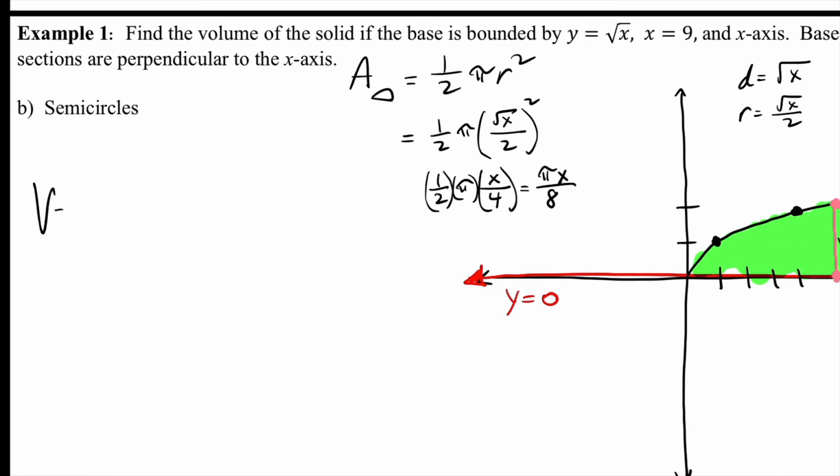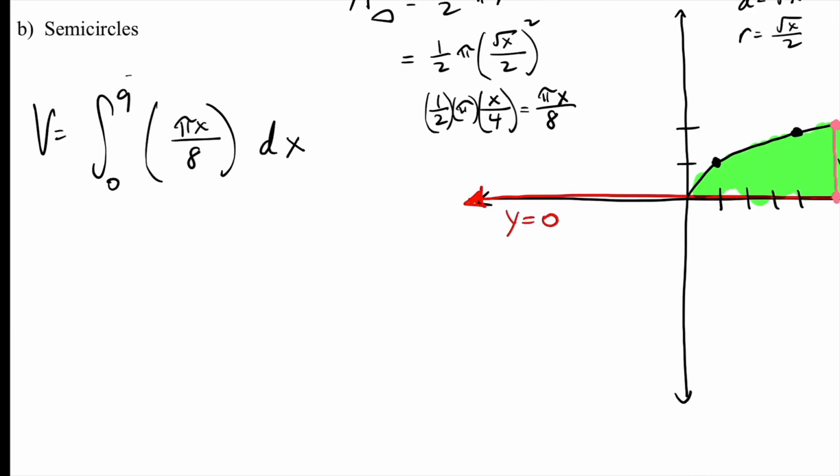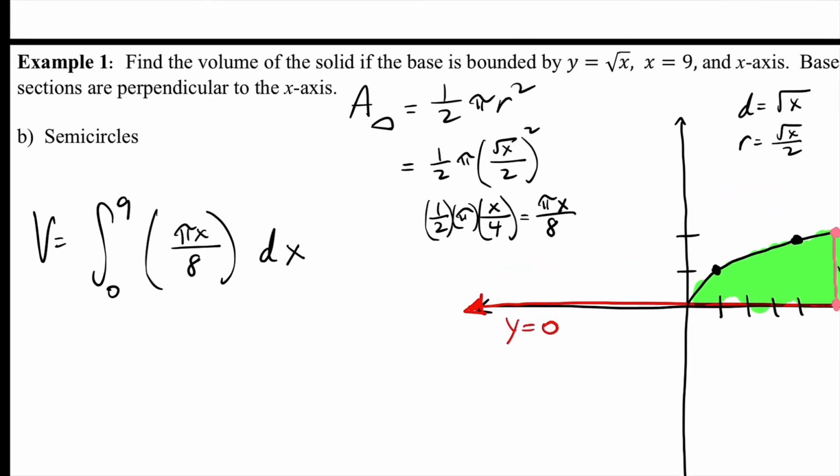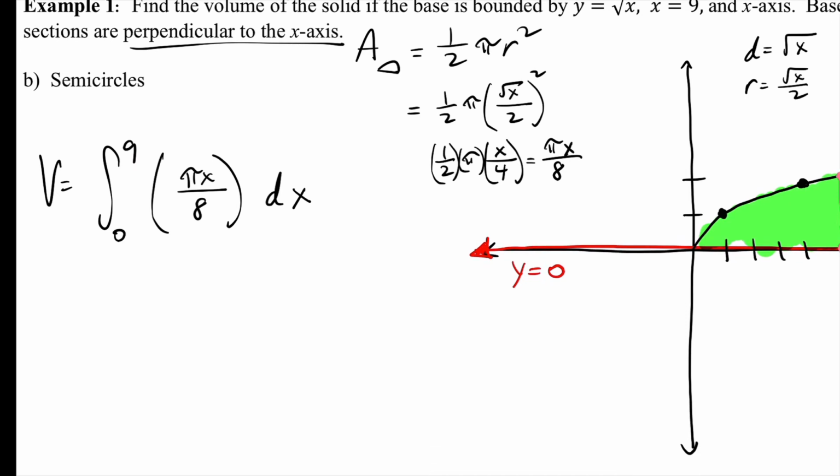So once I have that, the rest is the same. 0 to 9 still. Still dx because it's perpendicular to the x-axis. From there, you guys can do the rest. If it's a calculator question, easy, just plug it into the calculator. If it's a non-calculator question, you have to find the antiderivative, then plug in 9, plug in 0, and subtract them. You guys have done that lots and lots of times.